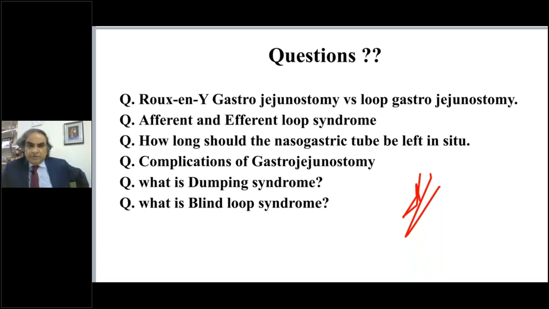By and large, how long will you keep the nasogastric tube in situ? We will not leave it for a long time because we don't need it, and the tube itself delays peristalsis because the pacemaker of peristalsis is in the fundus of the stomach.